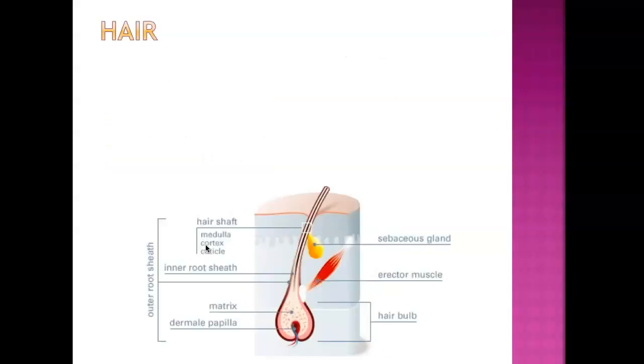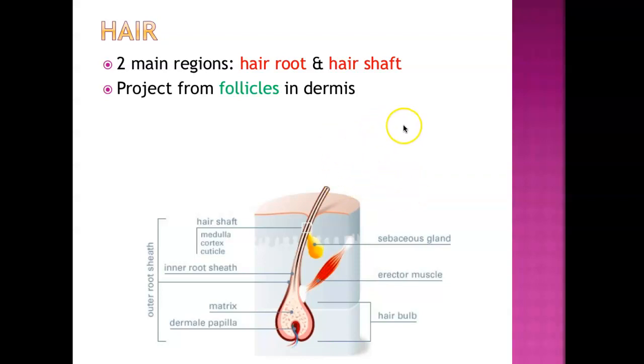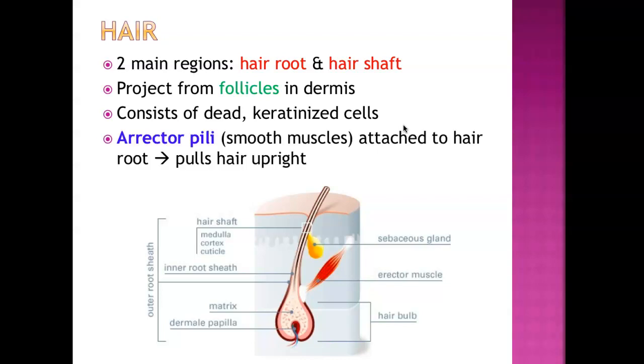All right, let's talk about hair. There are two main regions of hair. You have your hair root and you have the hair shaft. What this does is it protects the follicles in the dermis. It consists of dead keratinized cells. So anytime a cell is keratinized, that means it's dead and it's full of that keratin protein. And then you have this really cool muscle right here, the arrector pili. It's the muscle that pulls the hair root and pulls hair upright.